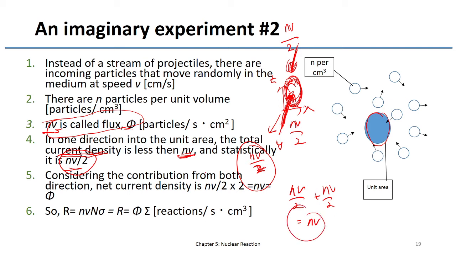So even though that is our flux, even though the movement of the projectiles is in all directions, if you think of a fixed unit area, the number of projectiles that will enter the unit area is still, mathematically, the product of n with v. So the net current density is the flux.